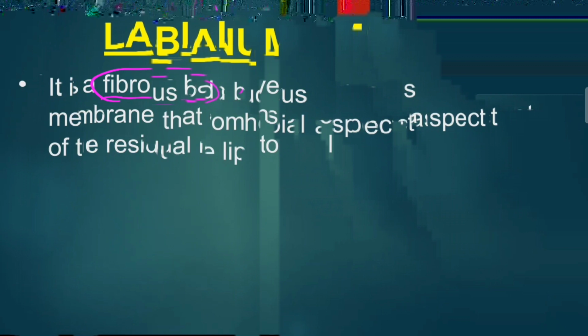Supporting structures. Supporting structures are the load bearing areas. They show minimal ridge resorption even under constant load. The denture should be designed such that most of the load is concentrated on these areas only.